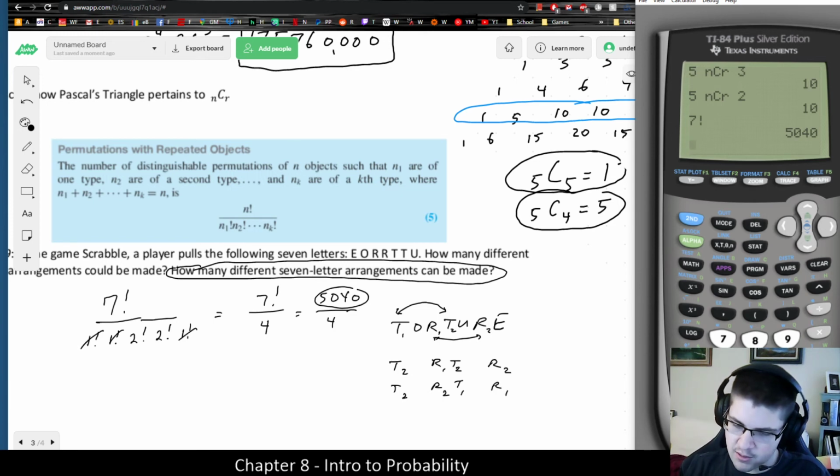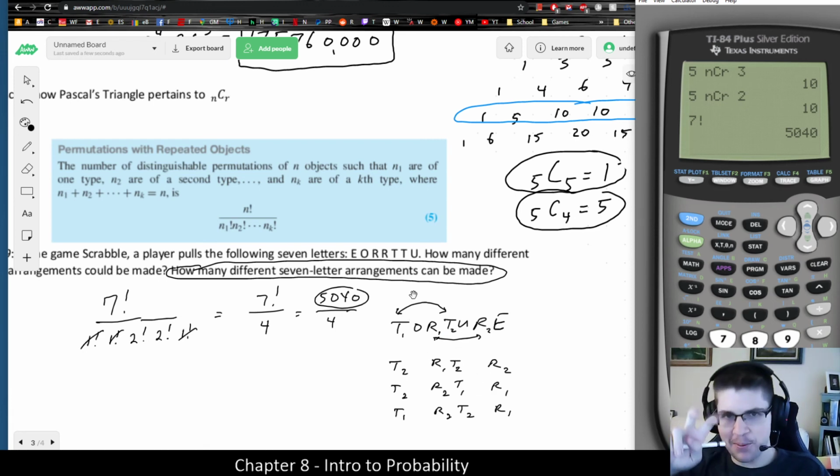or if I switch T1 and T2 and switch the R's, or if I do T1 R2 and T2 R1, notice that technically there are 4 different ways that I could arrange TORTURE using those T's and R's. Technically, those would all be unique permutations, but really they're not, because the T's and R's are interchangeable. That's why we divide by 4, because there are 4 duplicates.